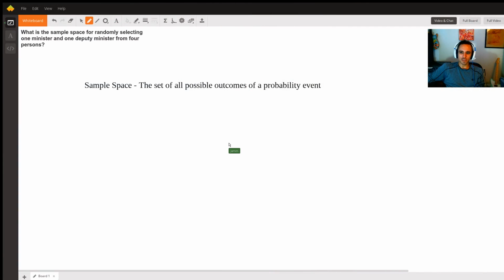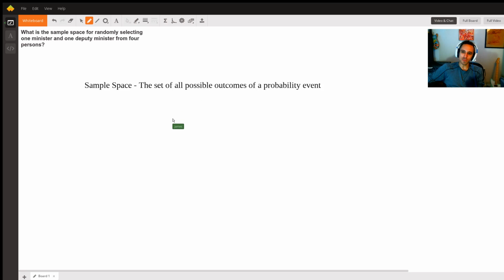There, we are going to be answering a question regarding the sample space of a probability event. So this question asks, what is the sample space for randomly selecting one minister and one deputy minister from 4 persons? We will not be directly answering that question, but we will be answering a very similar one. So a sample space, what does that mean?